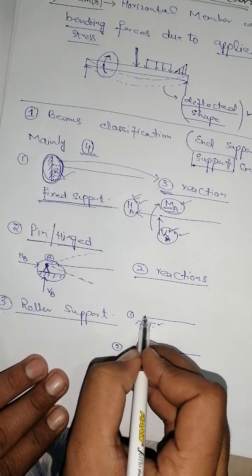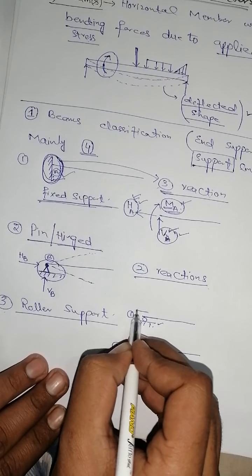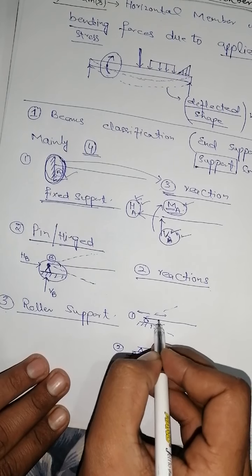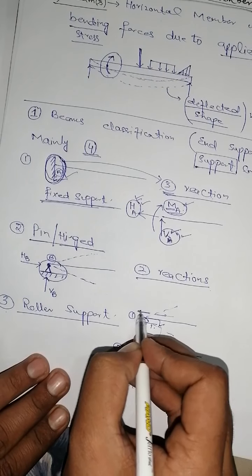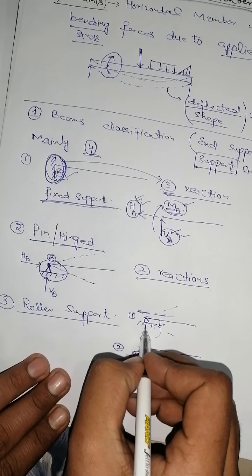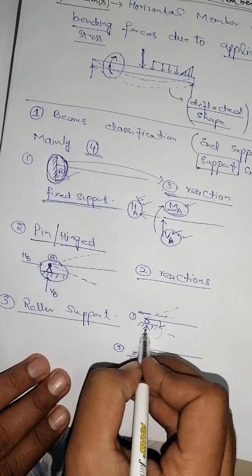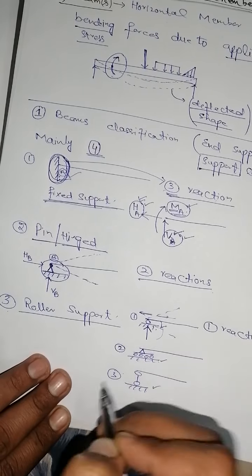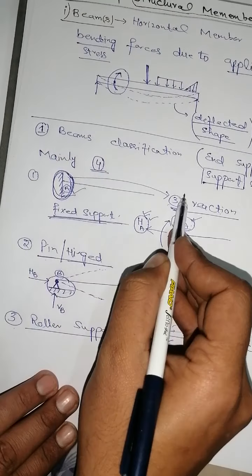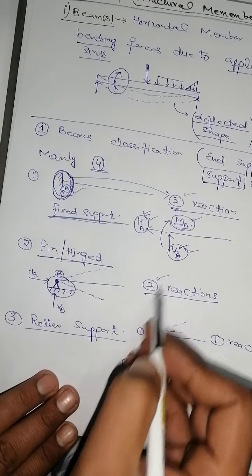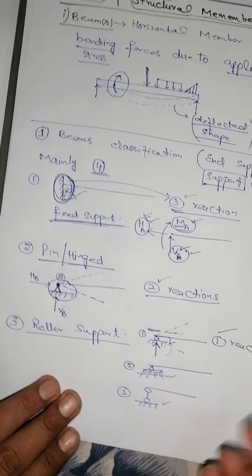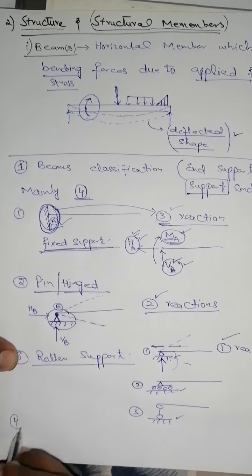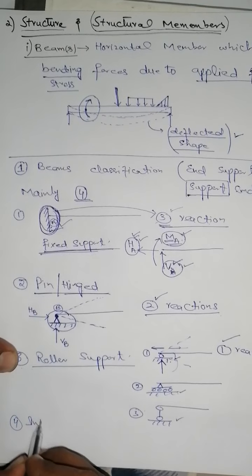So we can say that this beam can go this way or this way. It can rotate as well and go in the horizontal direction as well. So it has only one restricted direction, that is vertical. So a roller support has only one reaction. We have decided that fixed support has three reactions, pin or hinge support has two reactions, and roller support has only one reaction. And next we have the internal hinge.